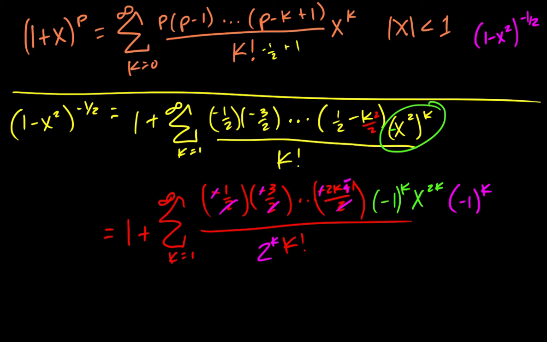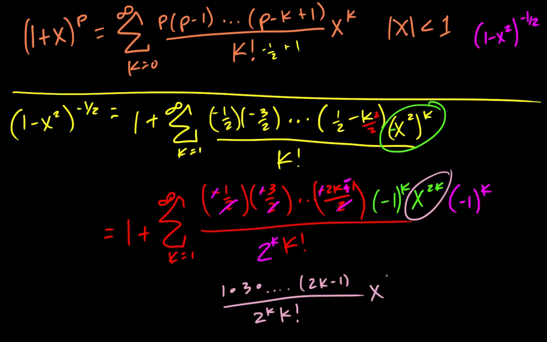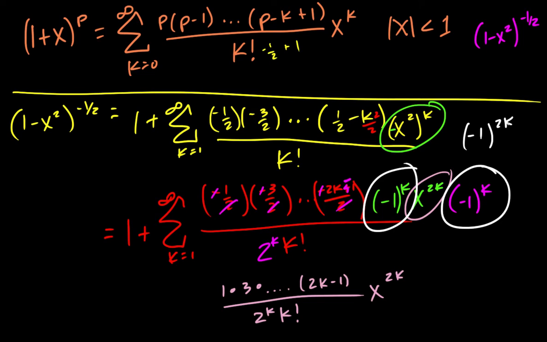Now I'll rewrite what we have with a few simplifications. So we're going to do 1 times 3 times dot, dot, dot times 2k minus 1. The bottom is 2 to the k, k factorial. Then we still have this, x to the 2k. Now, these negative 1's can combine to be negative 1 to the 2k, but if this is always an even number, negative 1 is going to become a 1, and so if we multiply this by 1, it doesn't change anything, and so that's where that's going.